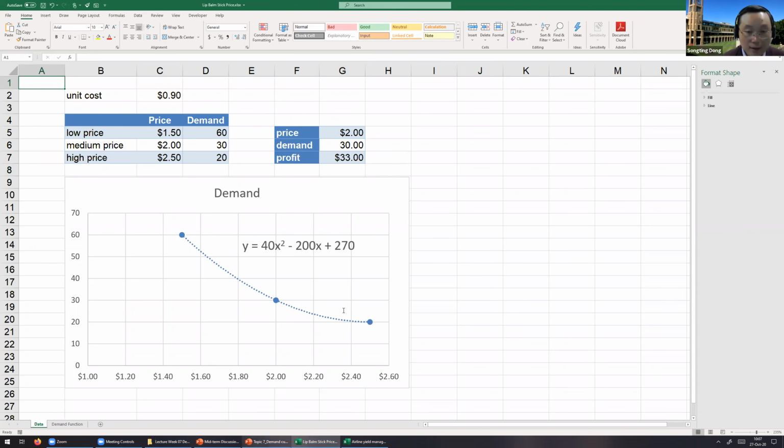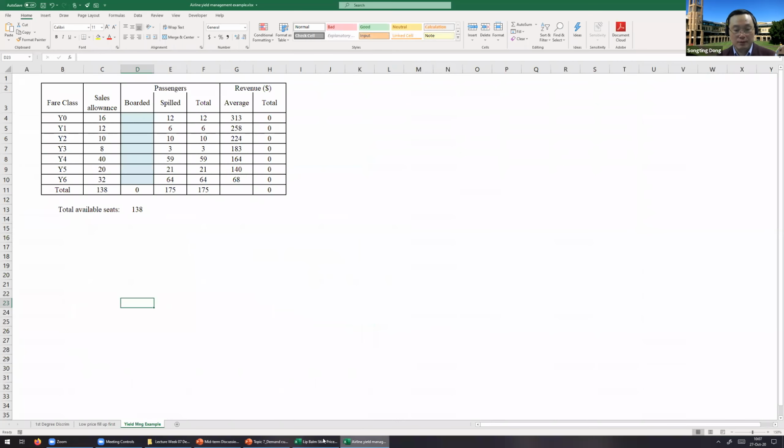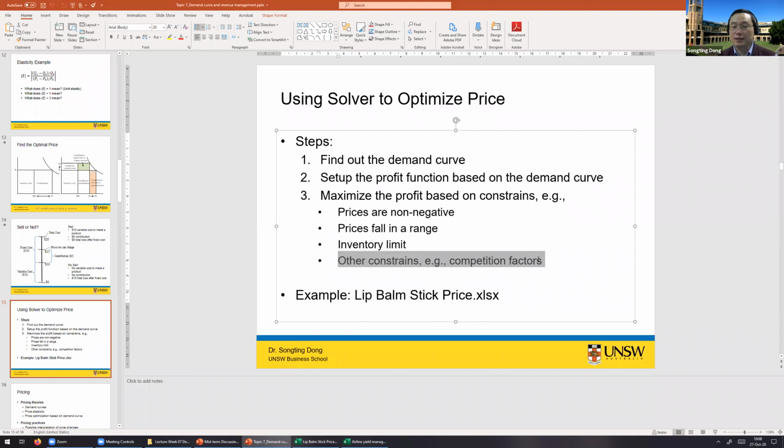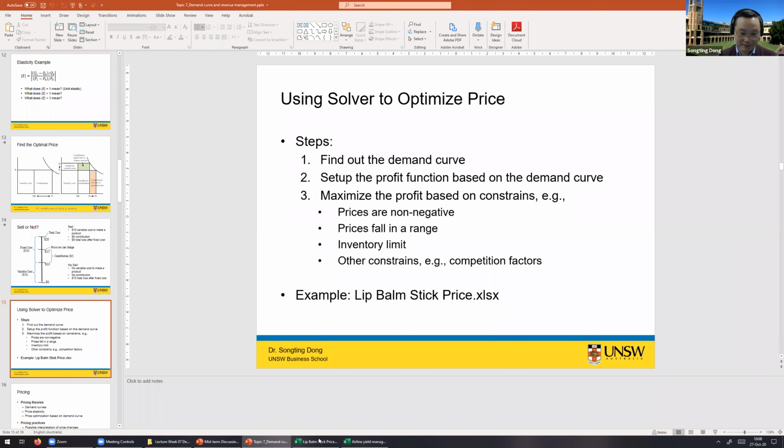Okay. So sometimes there's an inventory limit. Sometimes demand can be too large for you to serve. For example, if you price at 1.5, the demand will be 60, but let's say you only have 50. Then you need to add a restriction that demand cannot go beyond 50. So that's another possible constraint. And there could be other constraints as well, for example your competitors, whether they will react to your price change, and how that is going to happen. This will be very complicated.